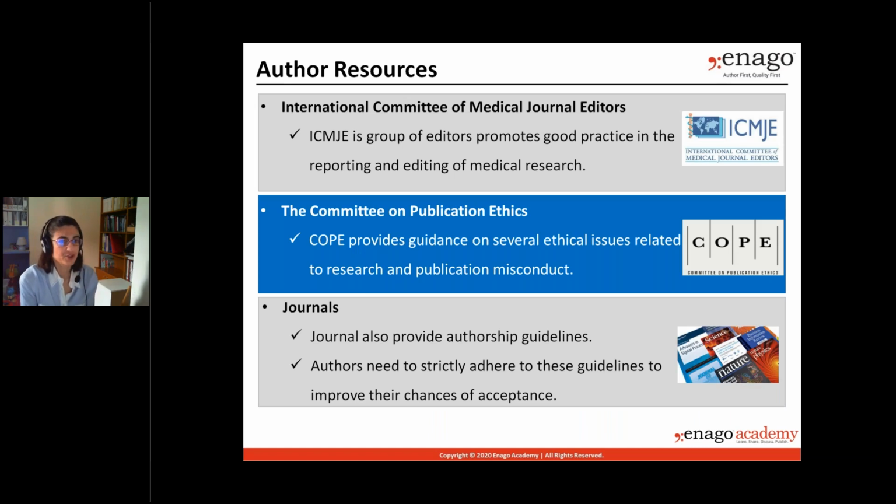Now, other important resources, you've heard me use a lot the term ICMJE. I assume that this is a term that you're probably familiar with, but just to ensure that we're all on the same page and also to provide you with the information in order to get more details if you want, ICMJE is the International Committee of Medical Journal Editors. They have their own website where you can find a lot of useful resources when it comes to authorship issues and more than that. ICMJE is a group of editors that promotes good practices in the reporting and editing of medical research. I think it's worth paying a visit to that website.